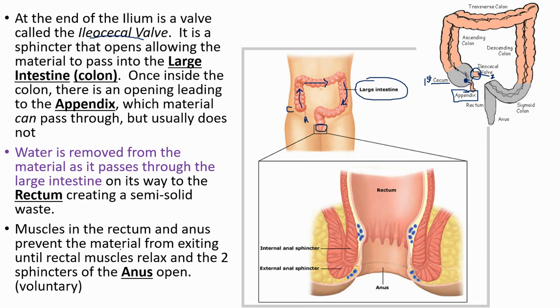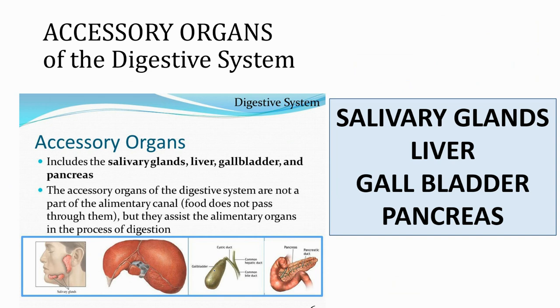Muscles in the rectum and anus prevent material from exiting until the rectal muscles relax and the 2 sphincters of the anus open. So you've got 2 sphincters here. We're really not going to worry about naming those. You do have voluntary and involuntary control over that. So that's why once the material gets in there, you have control as to when it actually leaves, up to a point. Involuntary control will take over if you don't decide at some point it's time.